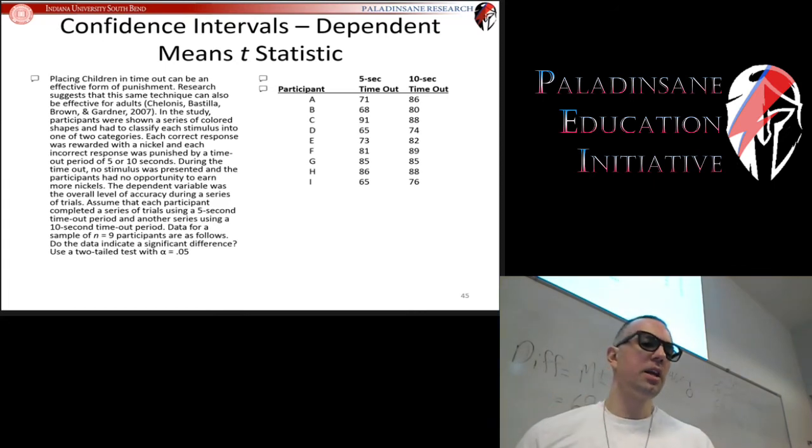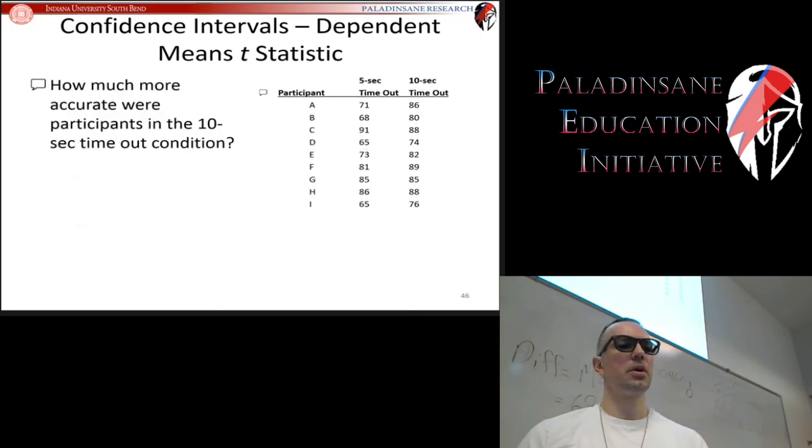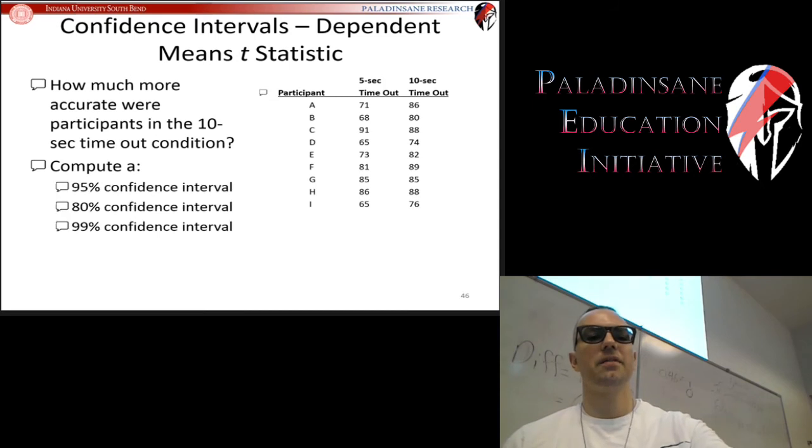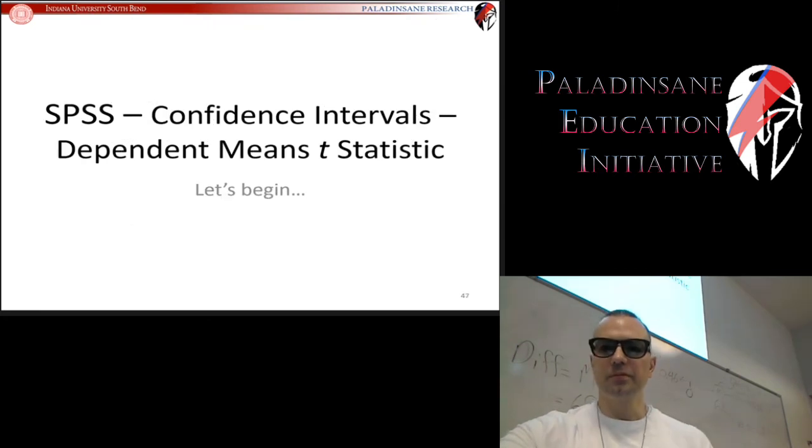So we have already run this data. We already know that the 10-second timeout condition is more accurate. But then we might be asked, how much more accurate were the participants in the 10-second timeout condition? And we are once again going to compute our 95, 80, and 99% confidence intervals. So we'll start off with this.